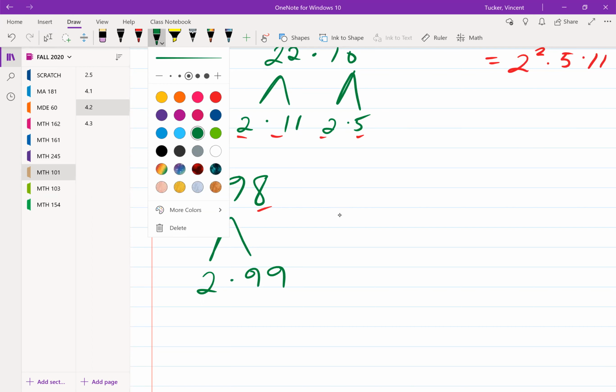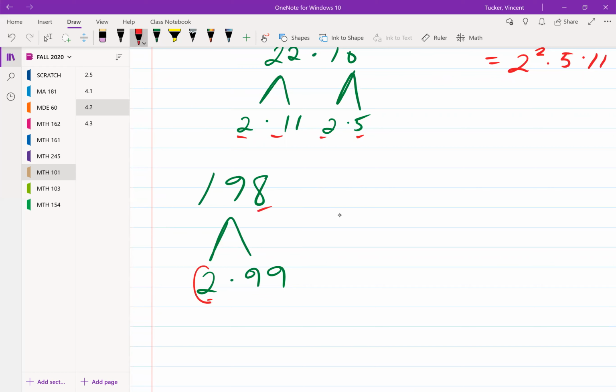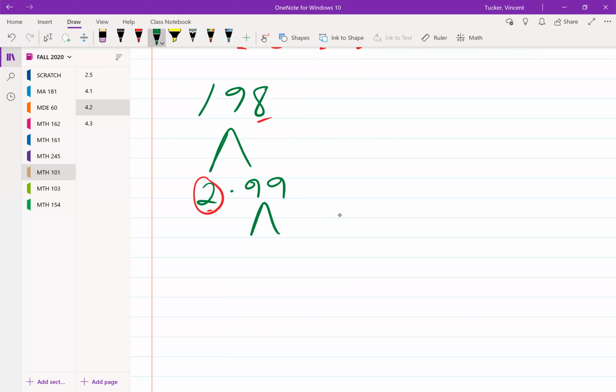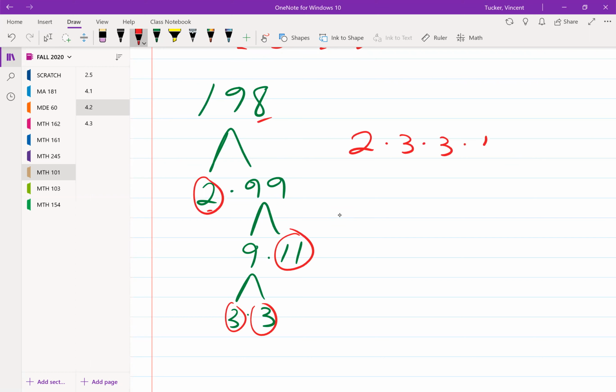So 2 is prime. If I can break this 99 down into 9 times 11. 11 is prime, but I can break 9 down into 3 times 3. Once all my branches end in prime numbers, then I have my prime factorization. That's 2 times 3 times 3 times 11, or 2 times 3 squared times 11.